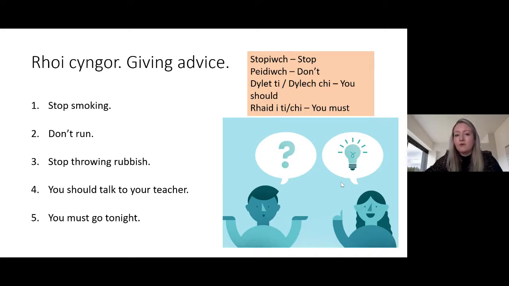Right, so stop throwing rubbish. We've got stopiwch, taflu, throwing, sbwriel was the word for rubbish. You should talk to your teacher. We'll use dylech chi for now, because that may be the one you're most familiar with. So dylech chi siarad. Siarad is always followed by a with a roof on it, like that, okay? Siarad â. Now, if you want to say a vowel after â, it becomes ag. So siarad ag athro, neu siarad ag athrawes.